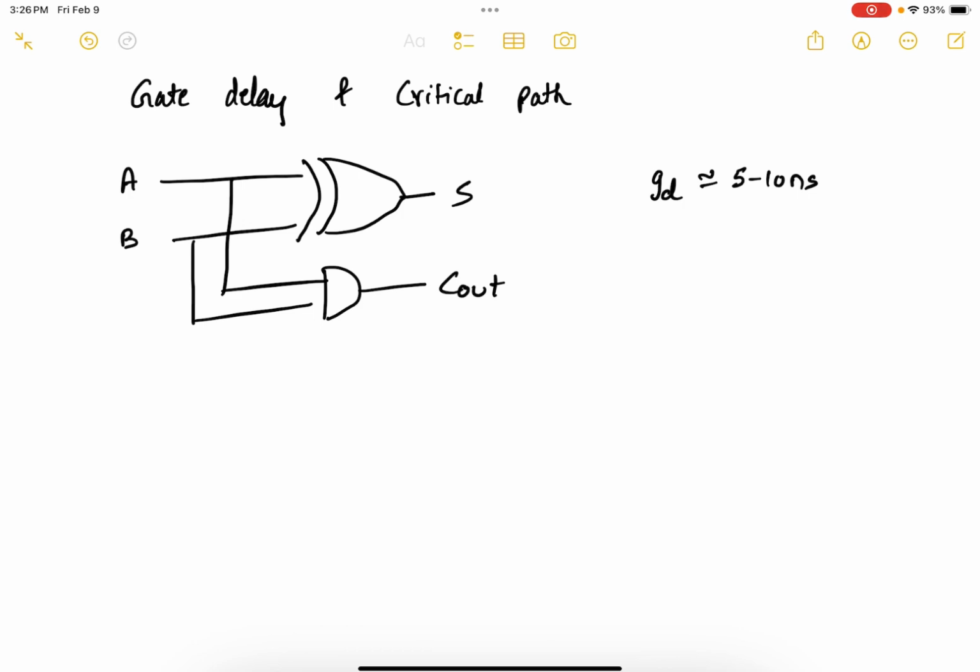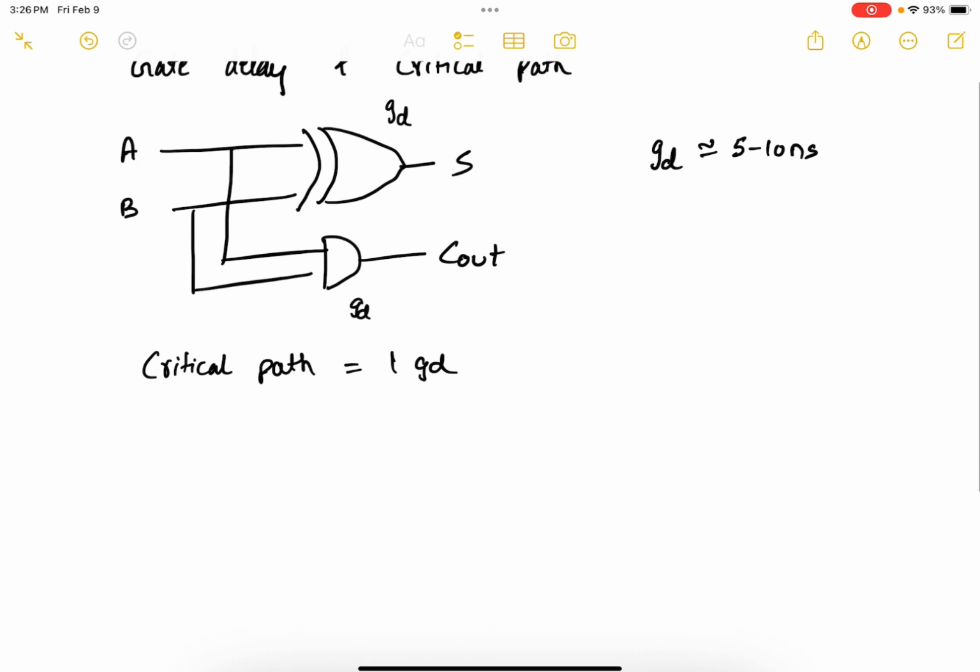The critical path of a circuit is nothing but the path which has the largest amount of delay. For the half adder circuit here, assuming that both the gates have the same delay called GD, let's assume that both are equal, the critical path of the circuit is one gate delay.